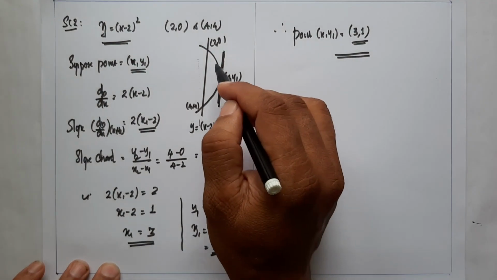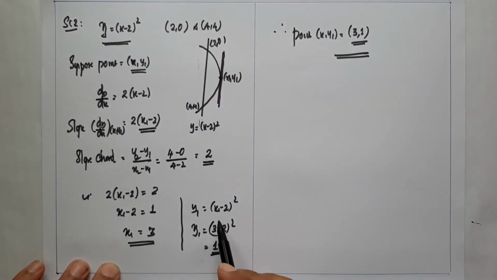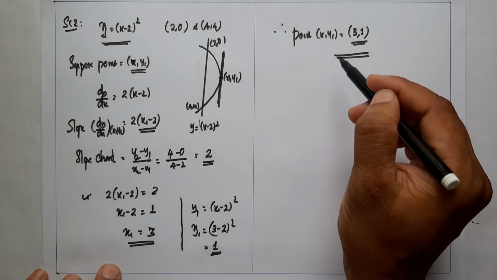Here (x1, y1) is a point which satisfies the given curve and therefore y1 equal to x1 minus 2 the whole square. Now we put x1 equal to 3 in the given curve and therefore we get the answer y1 equal to 1. Therefore the required point (x1, y1) is equal to 3, 1.